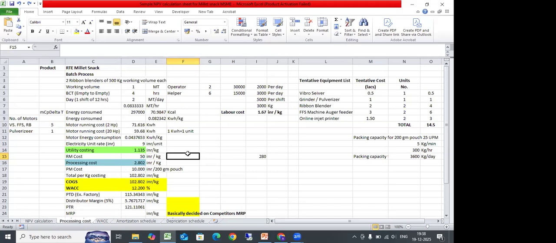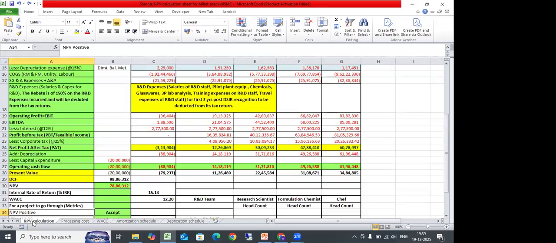Sir, but the capital, the machinery, they will also be depreciating. So will that be taken into account as well? Yes, yes, yes. That will be taken into account, depreciation cost. That is shown in this Excel sheet.